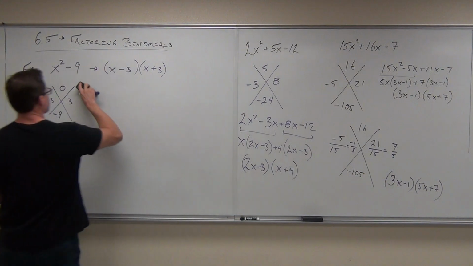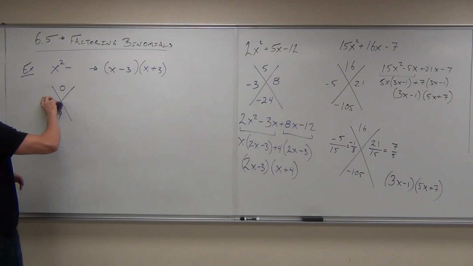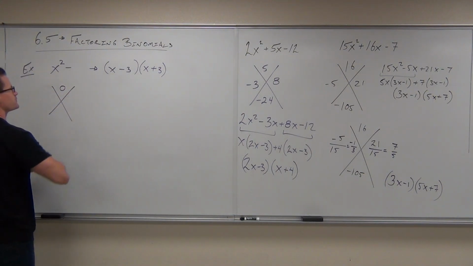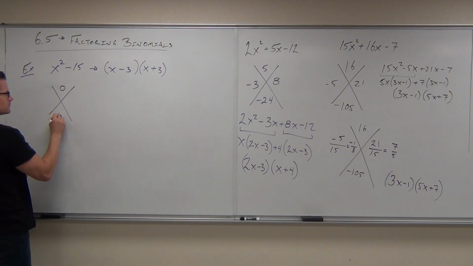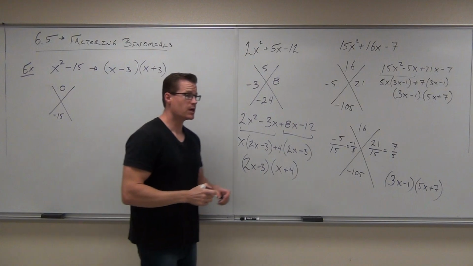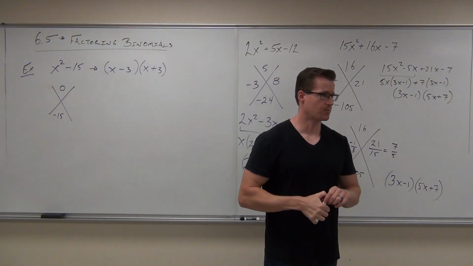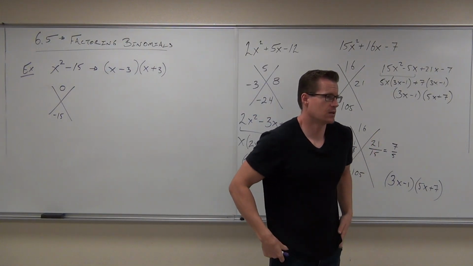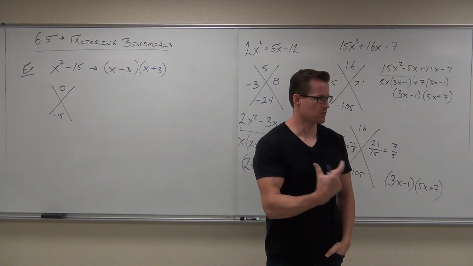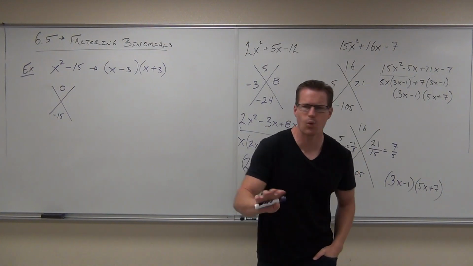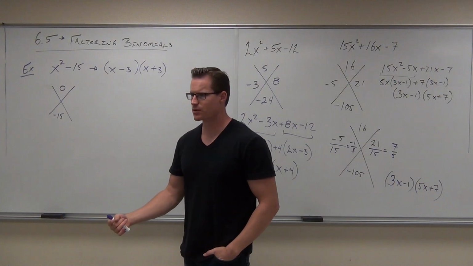Let's say this wasn't 9. Let's say this was 15. And I ask you the question, give me two numbers that add to 0 and multiply to negative 15. Can you do it? No. Not without some decimals, huh? Actually, not without square roots. But no, we can't do it because we have 3 and 5, and there's no way that adds up to 0. Does that make sense to you?